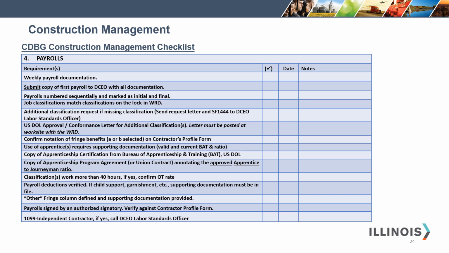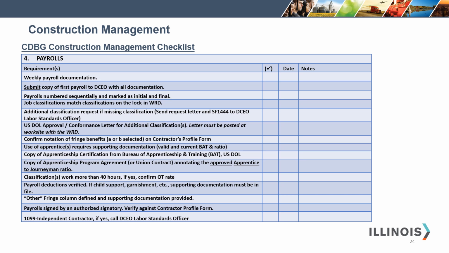A copy of the apprenticeship certification from the Bureau of Apprenticeship and Training from the U.S. Department of Labor must be included in your contract document files. And these documents should be submitted with the first payroll when an apprentice is used. The copy of the apprentice program agreement or union contract annotating the approved apprentice to journeyman ratio must be included in the file.